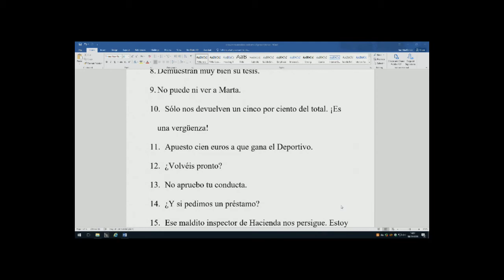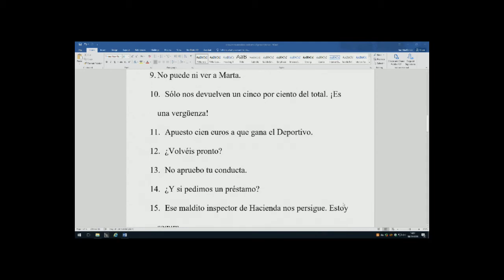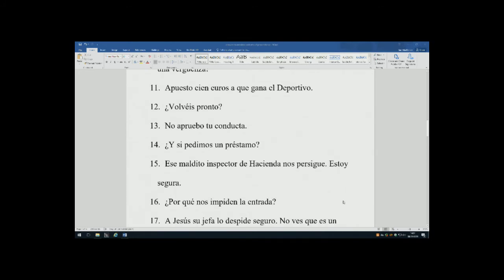Number 16, ¿por qué nos impiden? That's right. La entrada, why are they forbidding us the entry? And number 17, I've showed you that accidentally. A Jesús su jefa lo despide. His boss is definitely going to sack him.